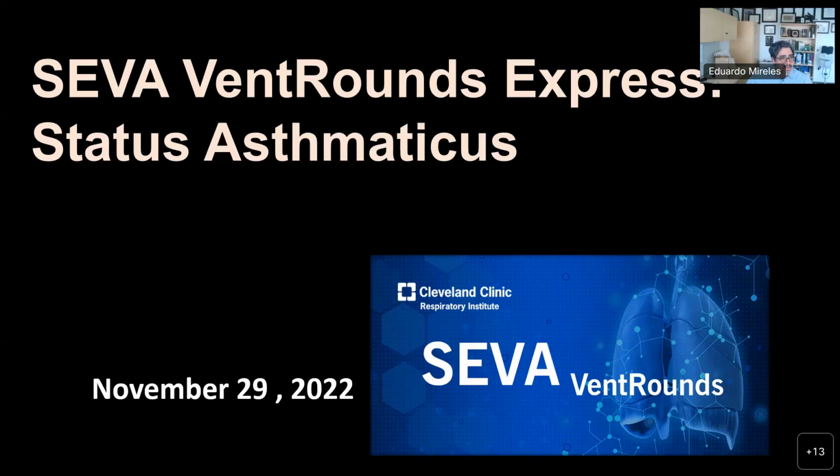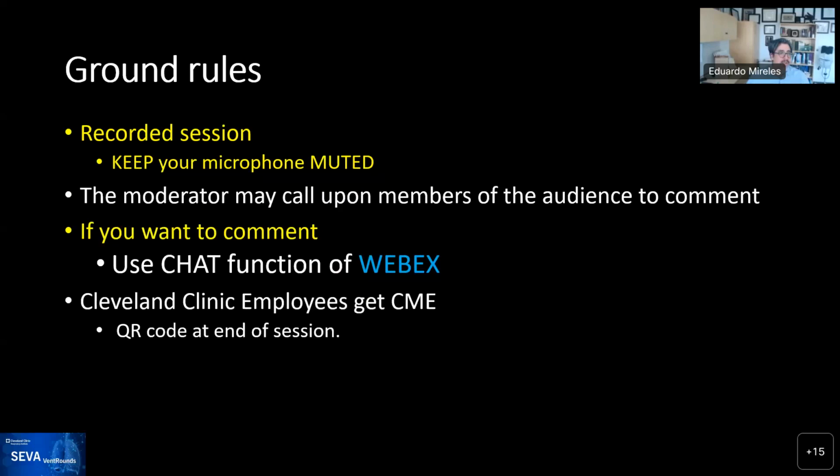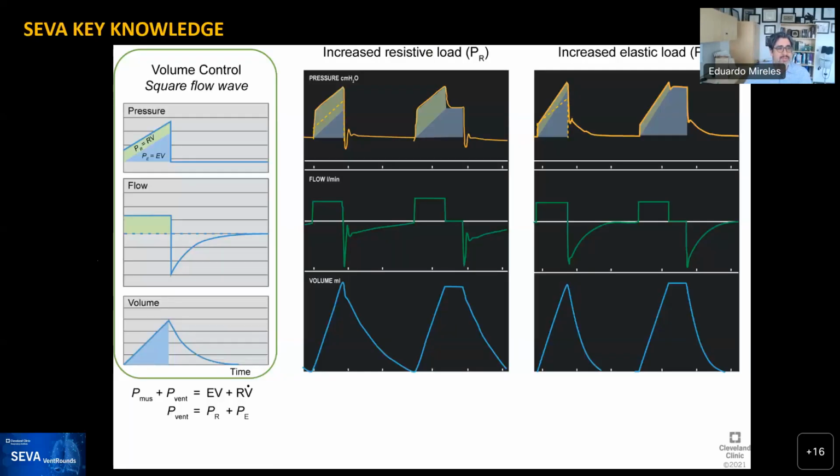As we always do, we start with a little bit of SEVA key knowledge, and today we put in this slide what we're demonstrating. This is the mode volume control, in which we're controlling the flow in a square waveform. So here you see the flow being controlled as a square. It's continuous, the flow, and it's controlled by the machine. And so the pressure is dependent on the resistance and the elastance.